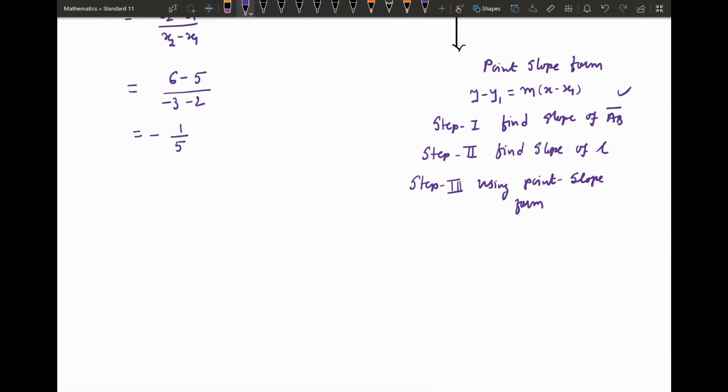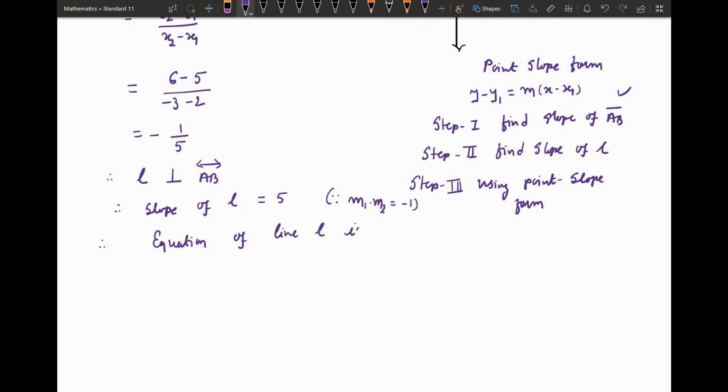Now L is perpendicular to line AB, therefore the slope of L must be 5. Slope of L, we give the reason m1 into m2 equals -1, and therefore the equation of line L is.